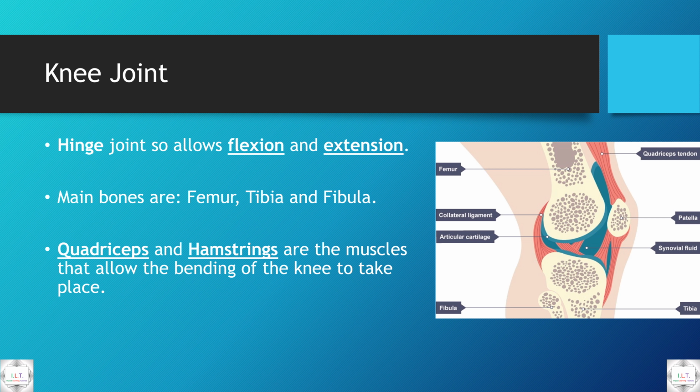Now, for your revision notes again, note that the knee joint is exactly like the elbow in that it is a hinge joint. So you've got to get into the terminology that's underlined, where hinges allow that flexion and extension to take place.